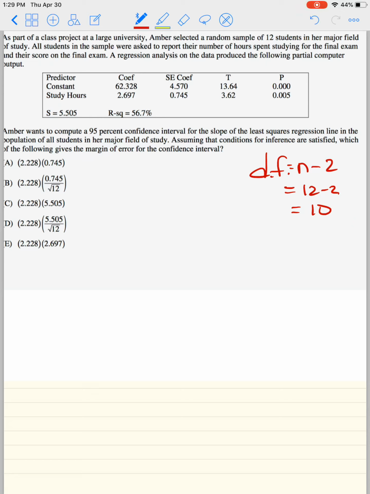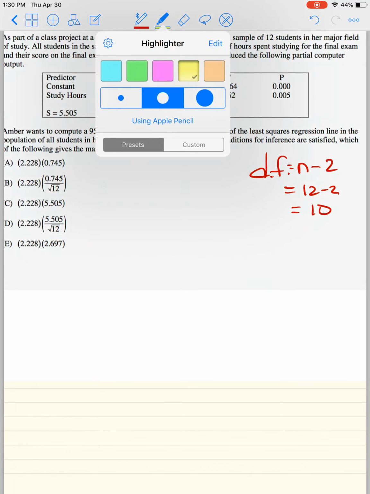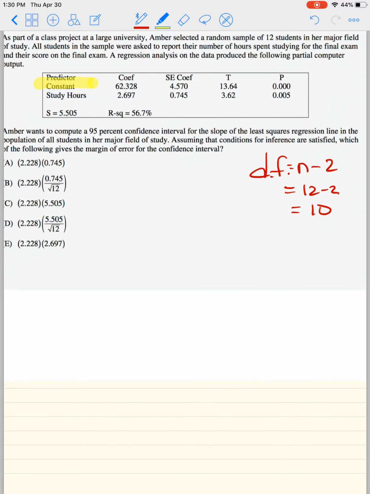The next thing is, it says all students in the sample were asked to report their number of hours spent studying for the final exam and their score on the final exam. So here's the regression analysis from a computer. I'm going to do yellow for y-intercept, and I will do light blue for slope. Everything that's yellow belongs to the y-intercept. Everything that's blue belongs to the slope. And it's always that case, okay?